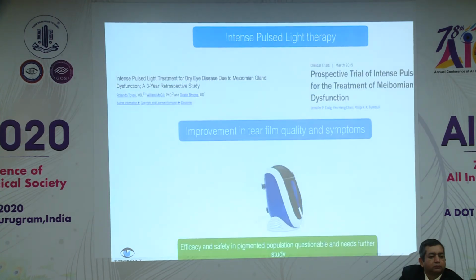Another important thing that is being spoken about very widely, there is literature to support it also, is intense pulsed light. But the original publications by Toyos's group had stressed on the limitations and on the safety and efficacy in pigmented populations. So how much it works and how safe it is for our population is something that we need to find out more, and we need more studies from the Indian population for this.